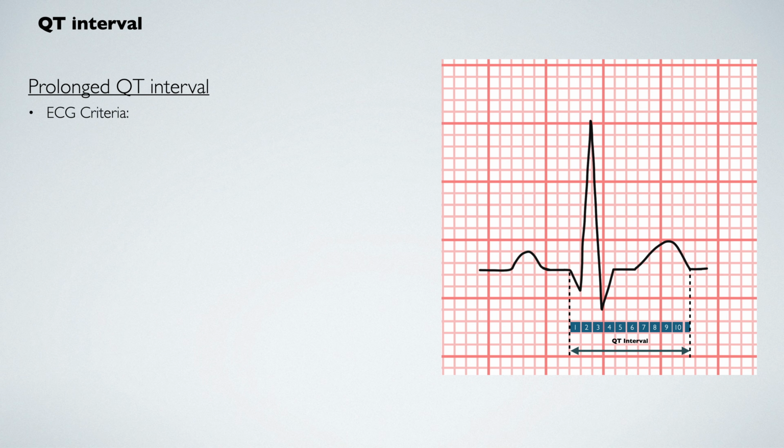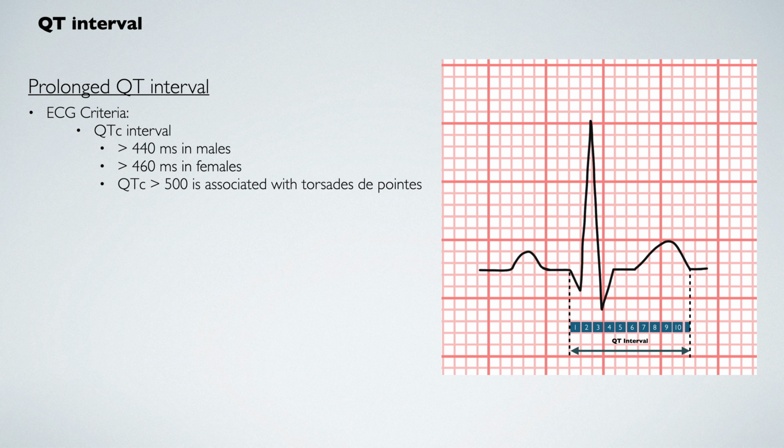Prolongation of the corrected QT interval is the most important diagnosis to consider here. The corrected QT interval is prolonged if it is greater than 440 milliseconds in males and greater than 460 milliseconds in females. A corrected QTc of 500 milliseconds or more is associated with a dangerous ventricular arrhythmia known as torsades de pointes. We'll review this arrhythmia in more detail in the next show.